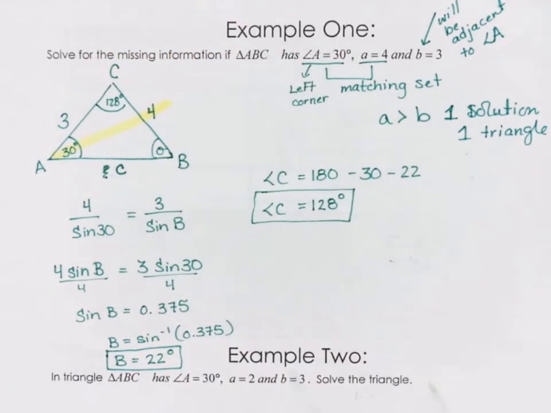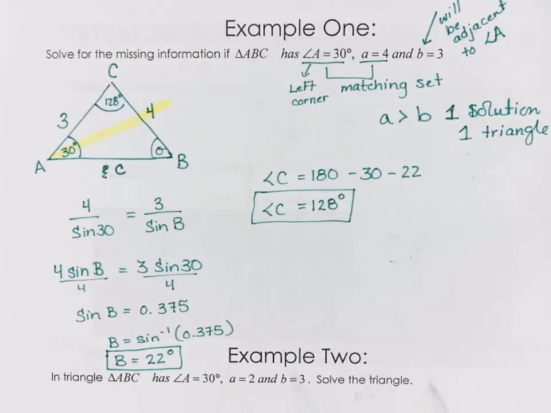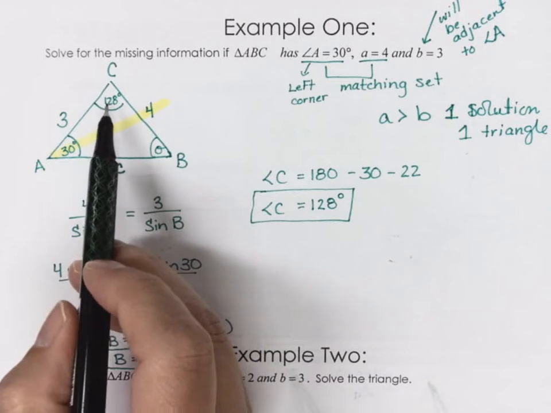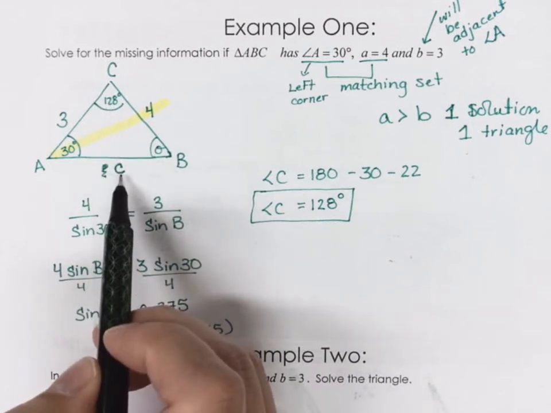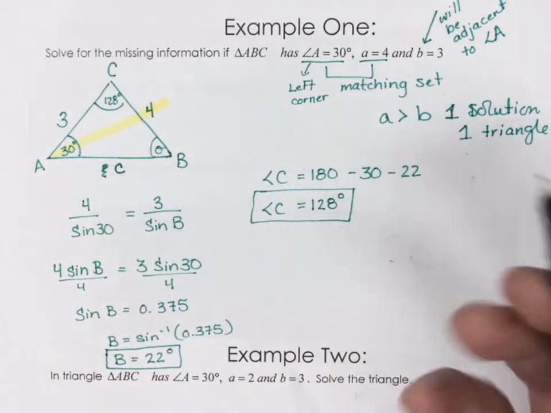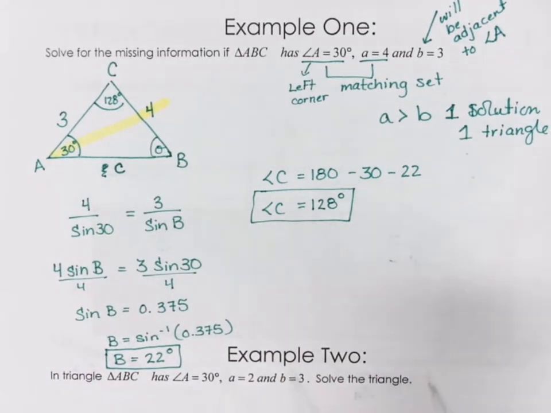Okay, what's the longest side of my triangle? C, right? Biggest angle, longest side. Those always match up together. So now we know this piece. Now we can solve for side C. So again, we start with that matching set that I highlighted there. I'm just going to switch colors.